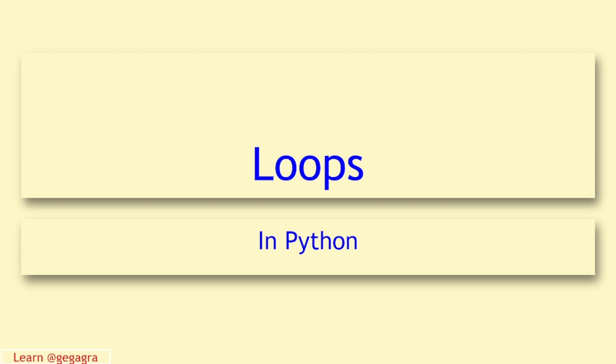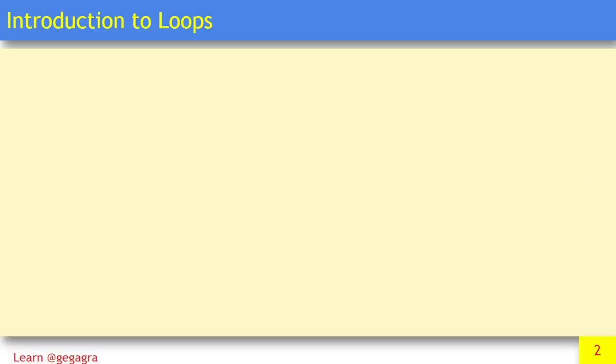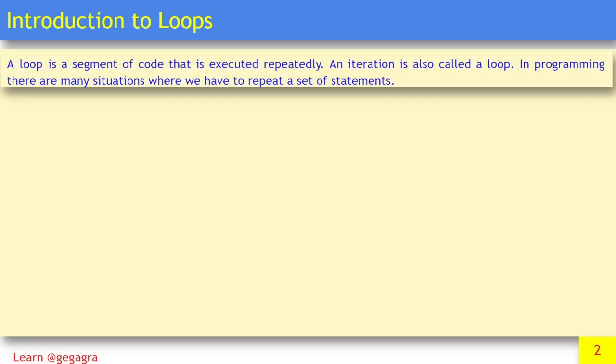So I'm going to discuss loops in Python. So what is a loop? A loop is a segment of code that is executed repeatedly. An iteration is also called a loop. In programming, there are many situations where we have to repeat a set of statements.